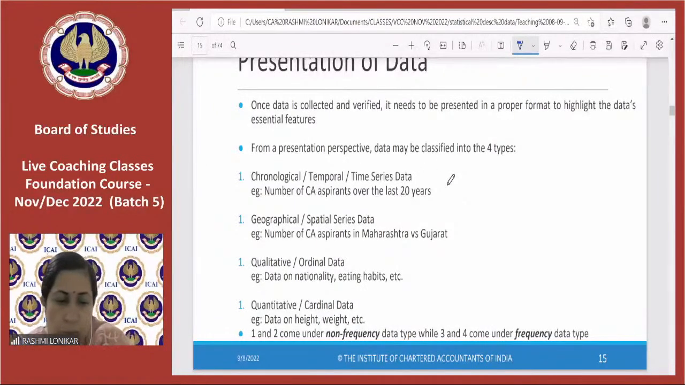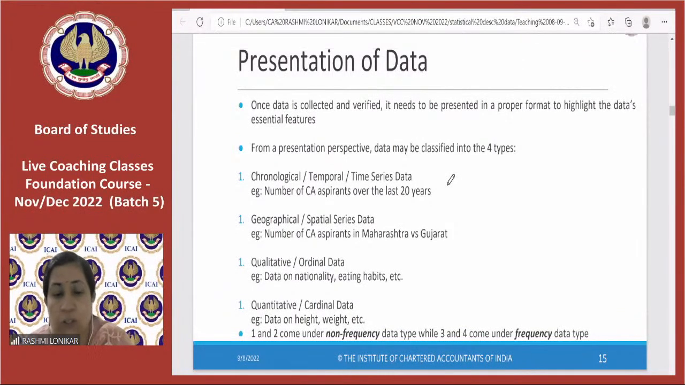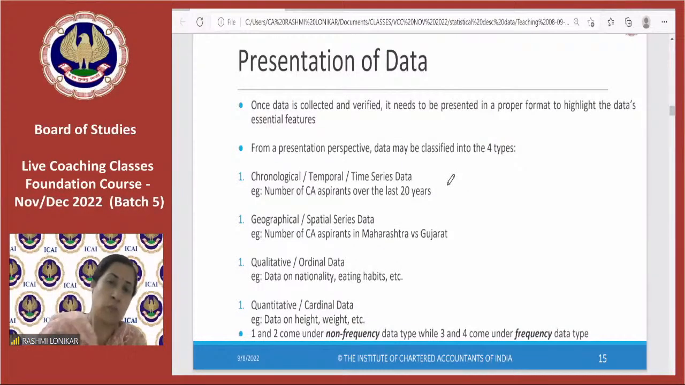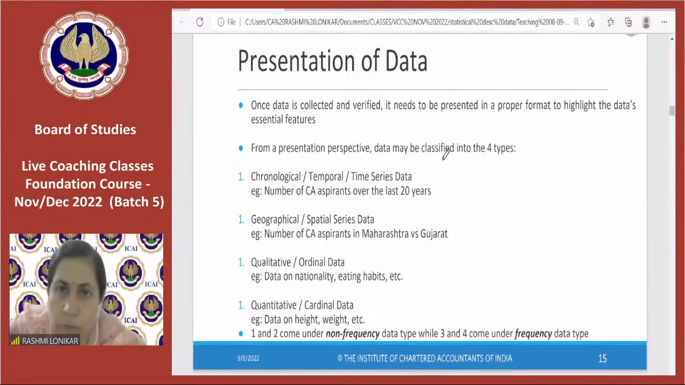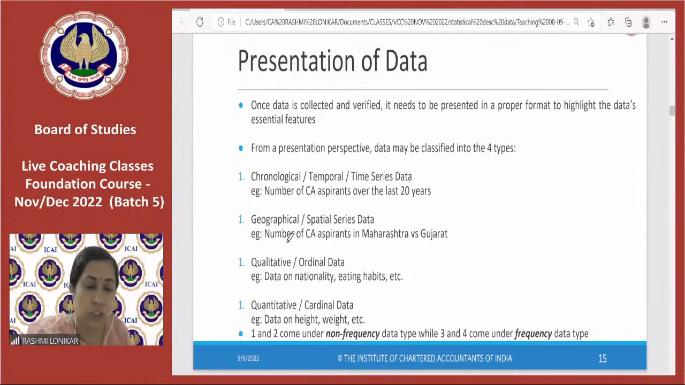For example purposes, I've given you the number of CA aspirants over the last 20 years. I start collecting information about how many students enrolled for foundation right from 2000 onwards up to 2022. That is information that I collect in the chronological form: 2000, then 2001, then 2002, and so on. It is also called temporal or time series data. The second is geographical or spatial series data.